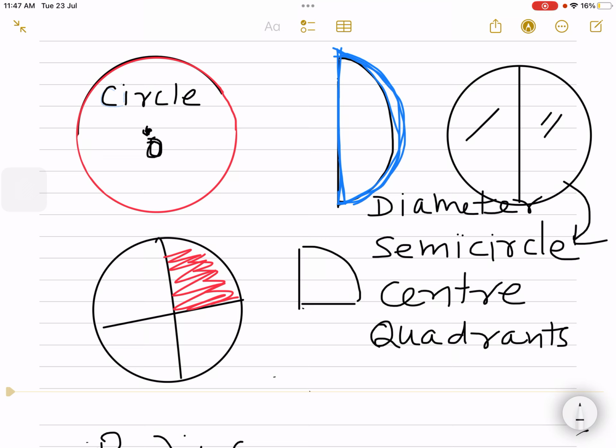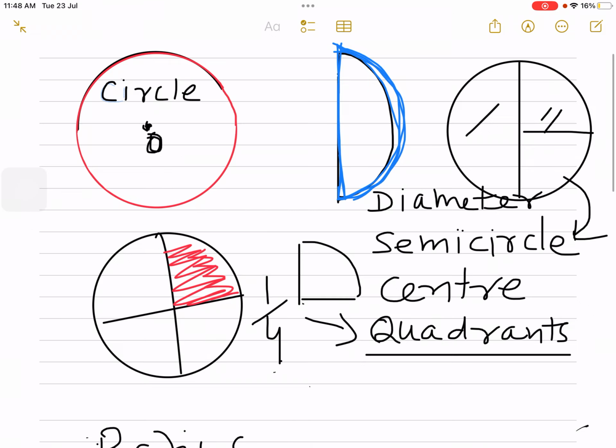Okay, again when you cut this circle in again two part, like this, it forms the 1/4 of circle. This 1/4 of circle is known as quadrants. What we call it? That is quadrants. Okay, so circle, if we cut in two part, it forms the semicircle, and again semicircle cut in two part, it forms the 1/4 of circle. This 1/4 of circle is known as the quadrants. Okay, now move for next.